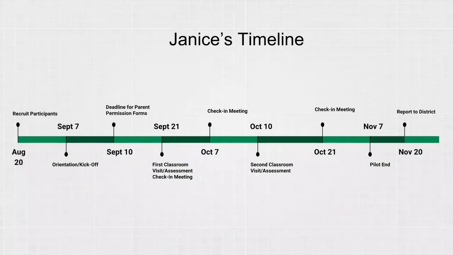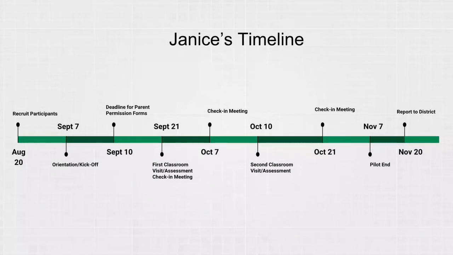Janice did this, and she specified exactly what needs to happen where and when. You can see that she's identified her recruitment phase, her orientation phase. She's got a couple of different classroom visits scheduled there where she's going to talk to students. She's going to conduct the different assessments necessary so that she can collect progress data. So she's got all of her data collection processes built into this timeline.